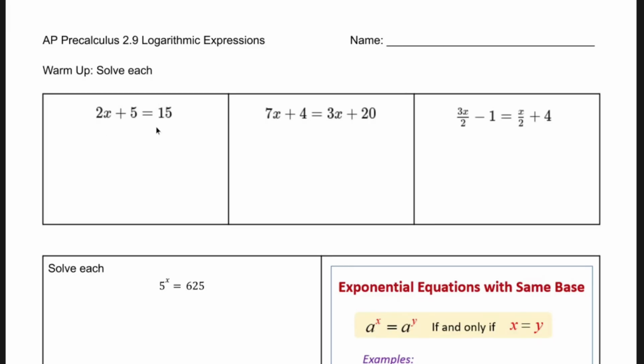Solve 2x plus 5 equals 15. Well, let's subtract 5, and that gets me 2x equals 10. And let's divide by 2, and x is going to equal 5.